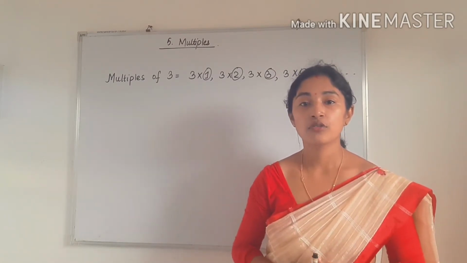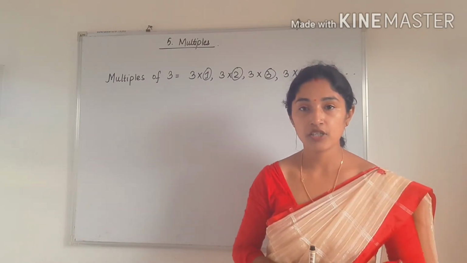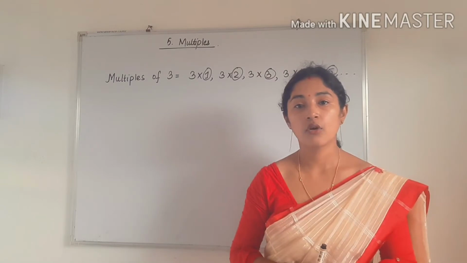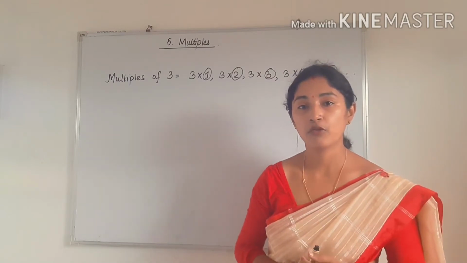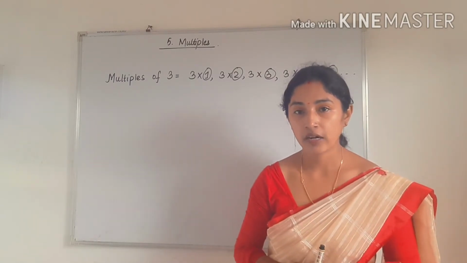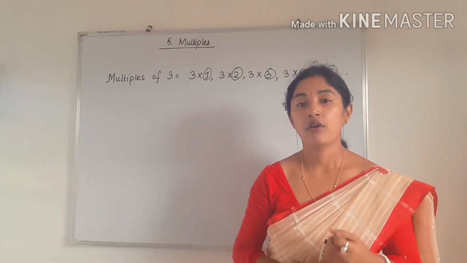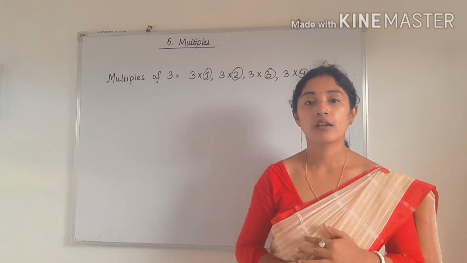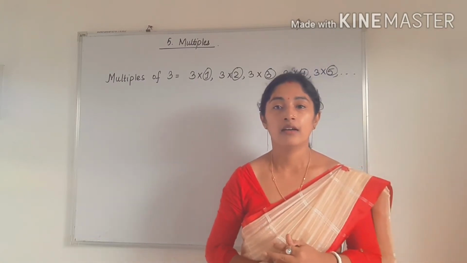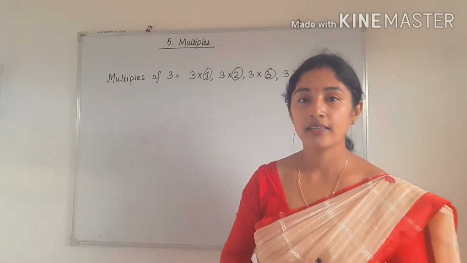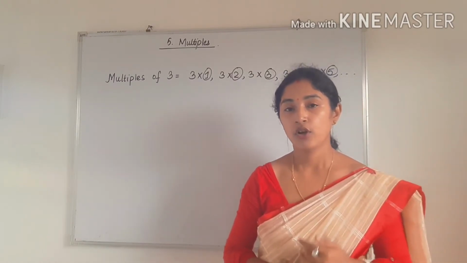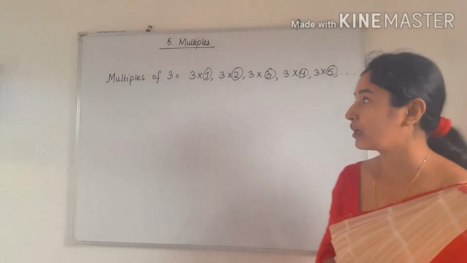So today I am going to start a new chapter, chapter number 5, multiples. In our last lecture I already finished chapter number 4, about factors, and we found HCF. But in this chapter we will first learn about multiples, and then common multiples, and then there will be LCM. LCM is the lowest common multiple. So first of all, what is a multiple?